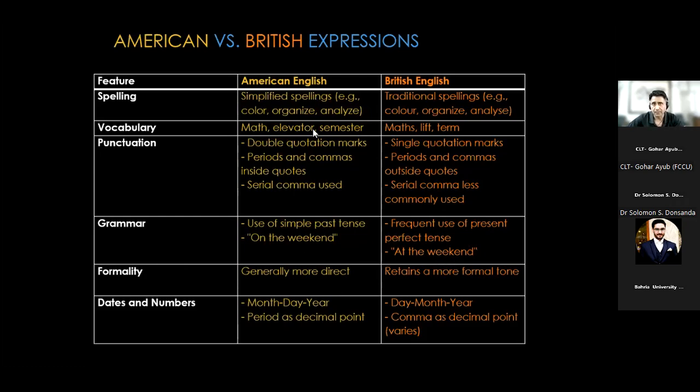Sorry, to restate: in American English it is the use of the simple past tense, and in British English it is the frequent use of the present perfect tense. In American, it is on the weekend. In British English, it is at the weekend. Regarding formality, in formal writing American English is generally more direct, whereas British English retains a more formal tone. Dates and numbers: month, day, year for American, with a period as a decimal point; and in British style it is day, month, year, with a comma as a decimal point. These are just a few differences among many.